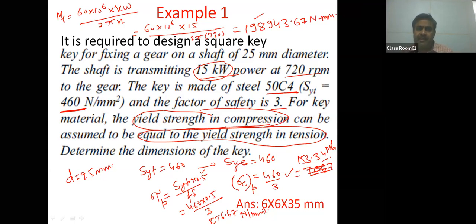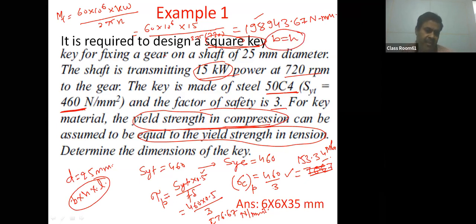Now determine the dimensions of the key. You have to find the dimensions. So dimensions of the key means B by H by L. Now look at the language of the question: it is required to design a square key. So what do you mean by a square key? A square key means B equal to H. The width of the key and the thickness of the key are equal. So your designation will be B by B by L. Now B by H by L, you can write B by B by L. So only two unknowns are there. One unknown is B, second unknown is L, and H equal to B. So it is only a two unknown problem.